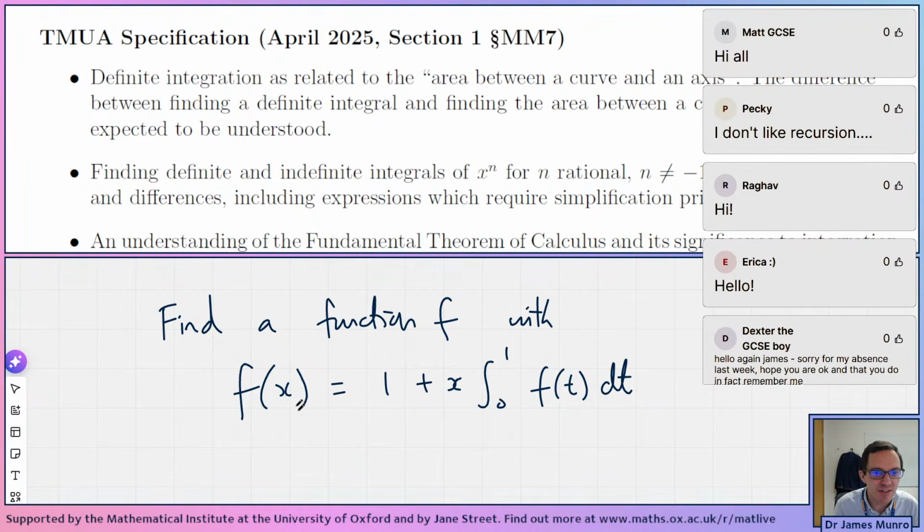Yeah, it looks a bit recursive, doesn't it? Because it's this function which is defined in terms of 1 plus something times, oh no, it involves the function itself. But actually, you've met recursion like this in other places before, without even really thinking about it as recursion. We will see. Yes, good.